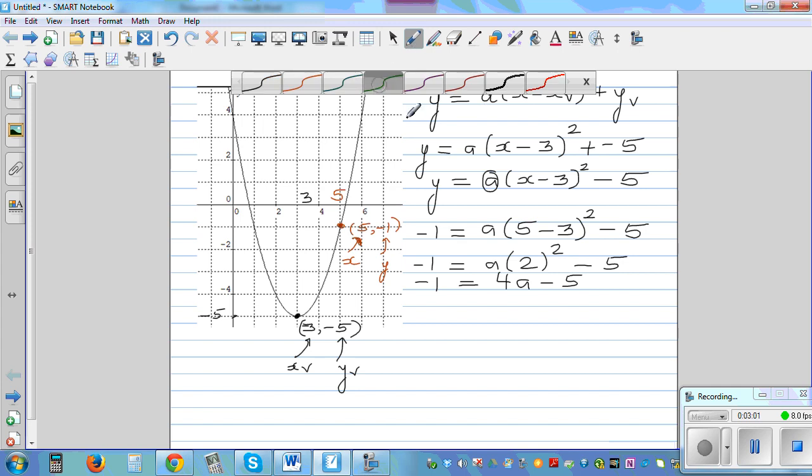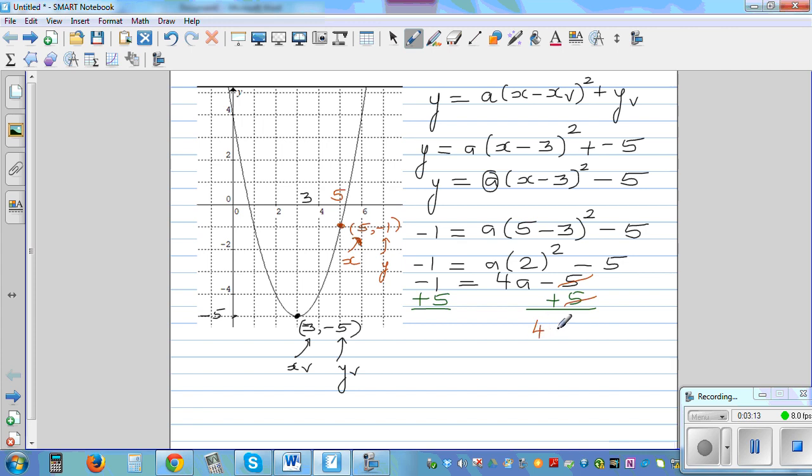Now this has become a linear equation, so I'm going to add 5 to this side. So this and this get cancelled. 4a is equal to 4. Now I'm going to divide both sides by 4, so a is 1. So it's a basic parabola which has moved 3 to the right and 5 down. So the equation of this should be y is equal to 1 times (x minus 3) the whole squared minus 5.